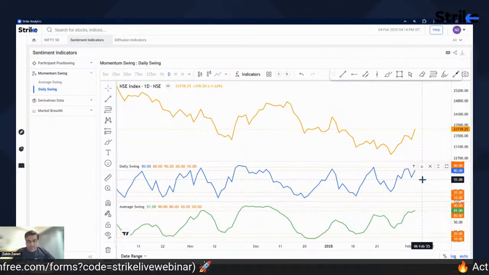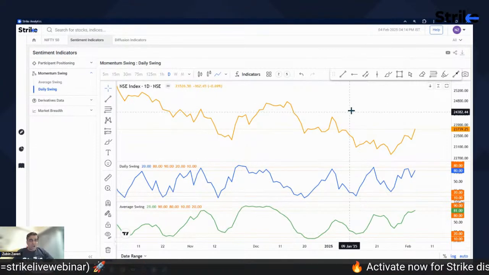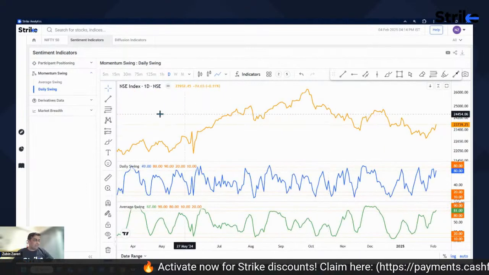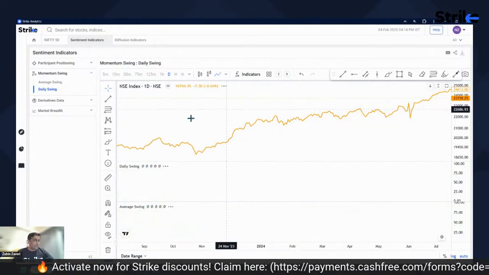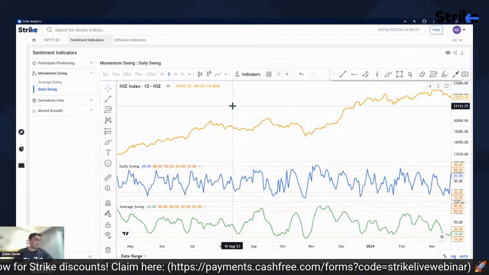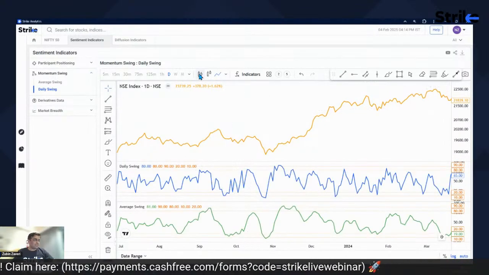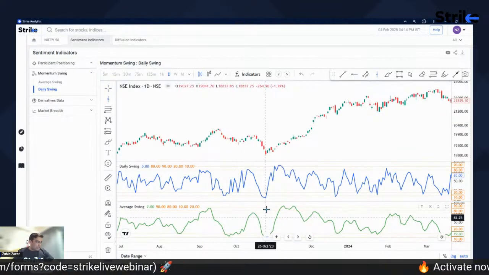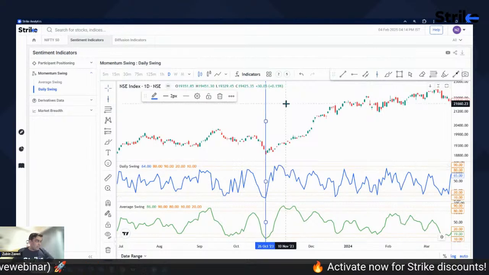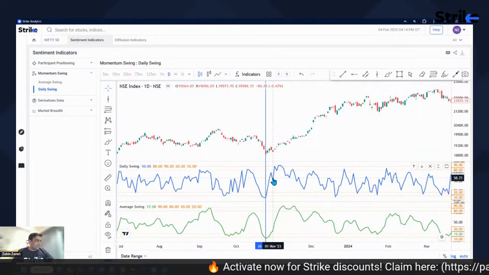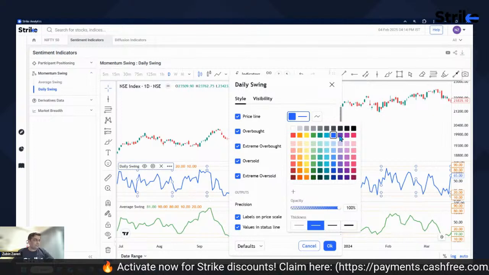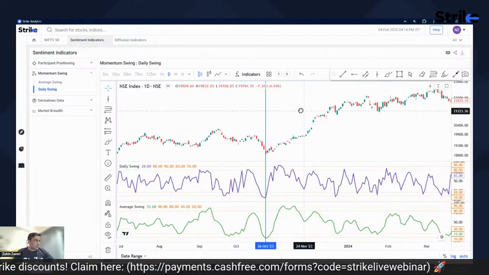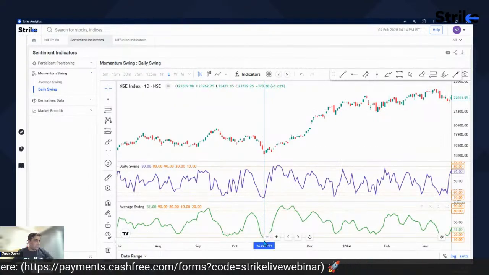Now, how does it work, Samir Malik ji and others? This works when both the indicators are at an extreme. Let me give you an example. Going a little bit behind, you can convert this into a candlestick chart. Now, this was the place when both the indicators, the daily swing and the average swing, were in the oversold region.